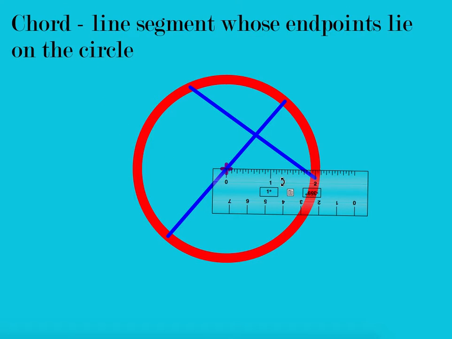A chord is any line segment whose endpoints lie on the circle. So here are 2 examples of chords, and I start at one side of the circle and I can go clear to the other side, and passing through the center there, that's a special one, but we'll get to that in a second. Let's look at this other chord that I have here. It starts up here in the top left and goes across to the right hand side. So it's just a line segment whose endpoints are on the circle.